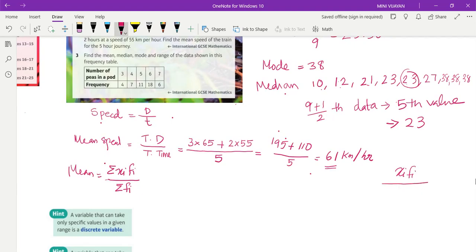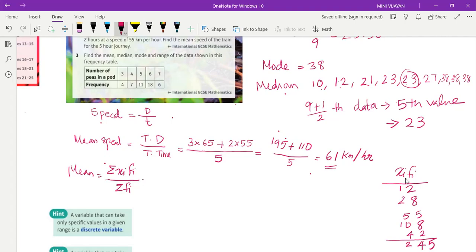Xi means x1, x2, x3, x4, x5. Here 5 values are there, so 5 times you need to multiply each with f1, f2, f3, f4 and f5. So when you multiply each xi with the corresponding fi, first x1 f1. What is x1? 3. f1, 4. So 3 times 4 is 12. Now 4 times 7, 28. Next 50. Next 42. So these are the xi fi values and we need to add these to get sigma xi fi. So what is sigma xi fi there? 245.